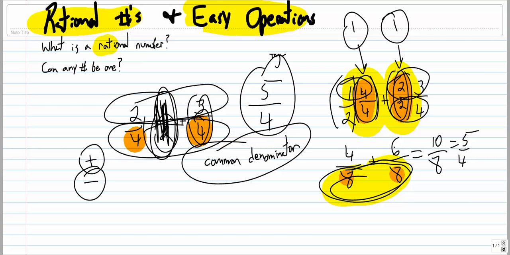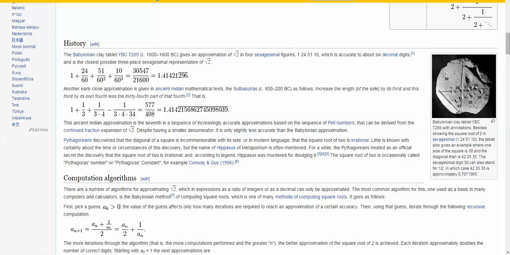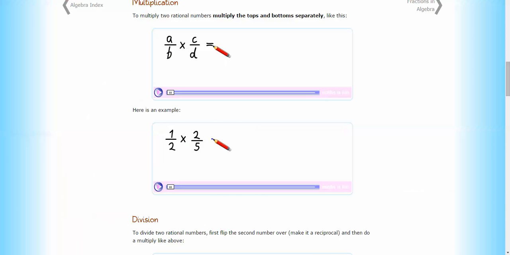So what I did was I snooped around online and I found this website right here. And I want to play these quick little mini videos for you. So let's play this one first. 1/2 times 2/5. Okay, we've got 1 times 2 over 2 times 5. So that's 2 over 10. That's reducible. That's 1/5, and boom, we're done.